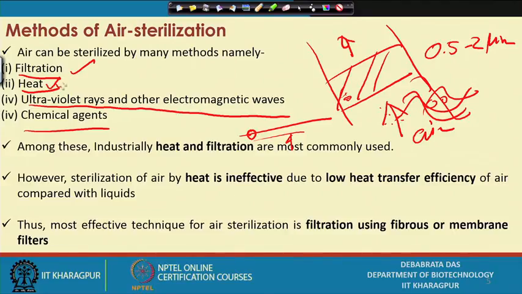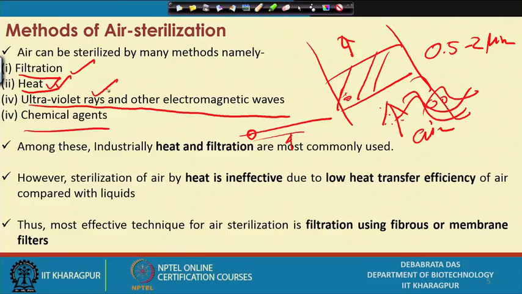And heat can be used, but there is a problem: when we consider air, sterilization by heat is not recommended. Why is it not recommended? Because air is a poor conductor of heat. So you require more heat for the sterilization of air, which is not recommended.